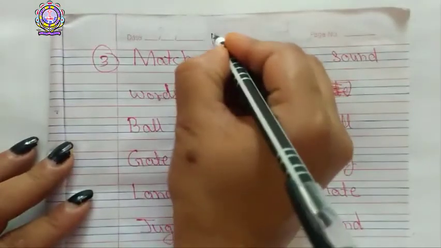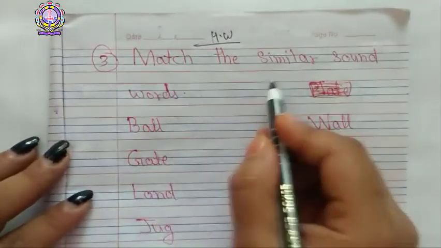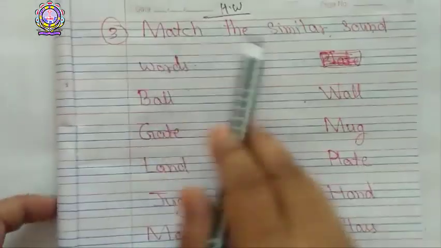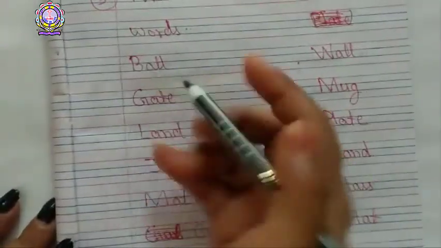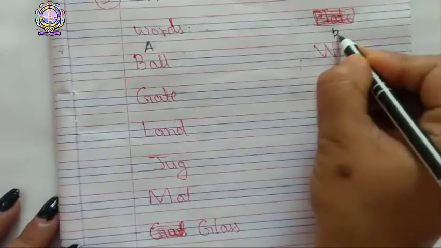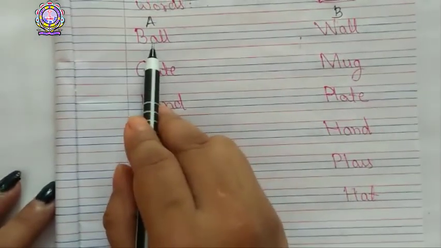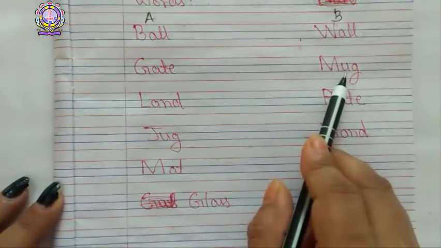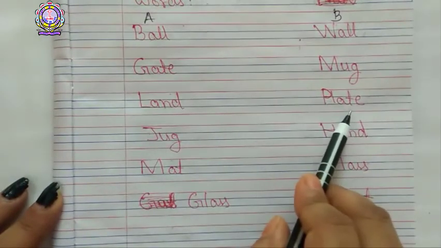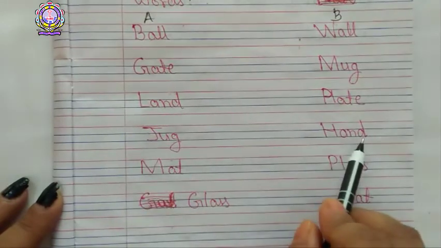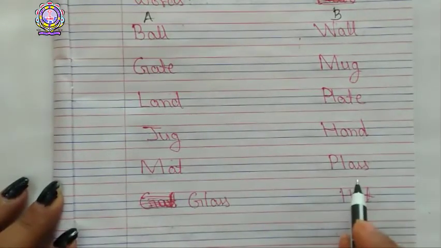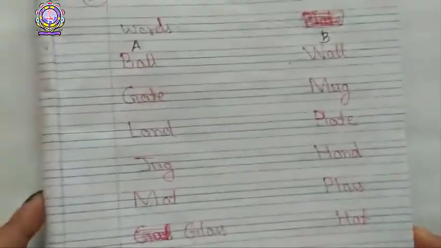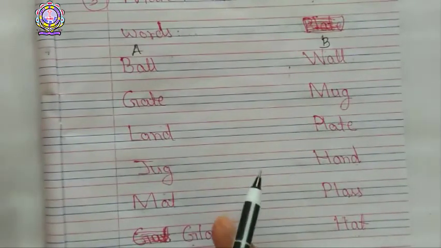Students, write down your homework. Match the similar sound words. Write down here first side A, write down here A and here B. Ball, then write in front wall. Gate, mug. Land, plate. Jug, hand. Mat, glass. Glass, hat. I will tell you how to match, okay? You have to match similar sound.